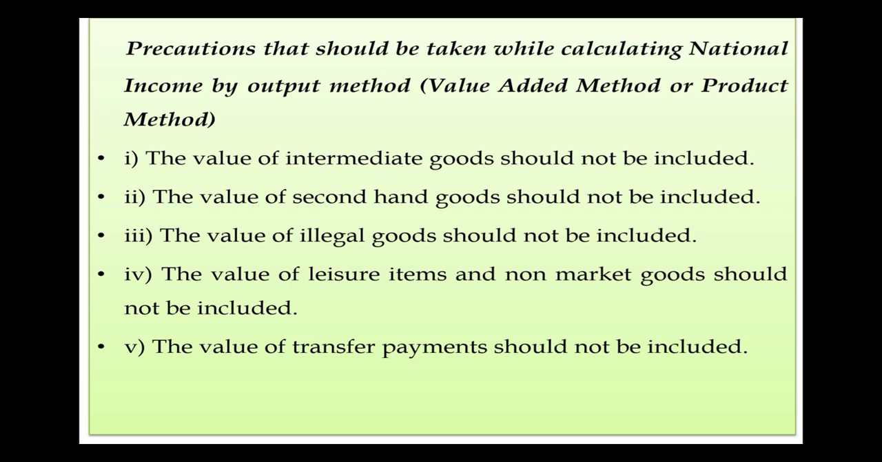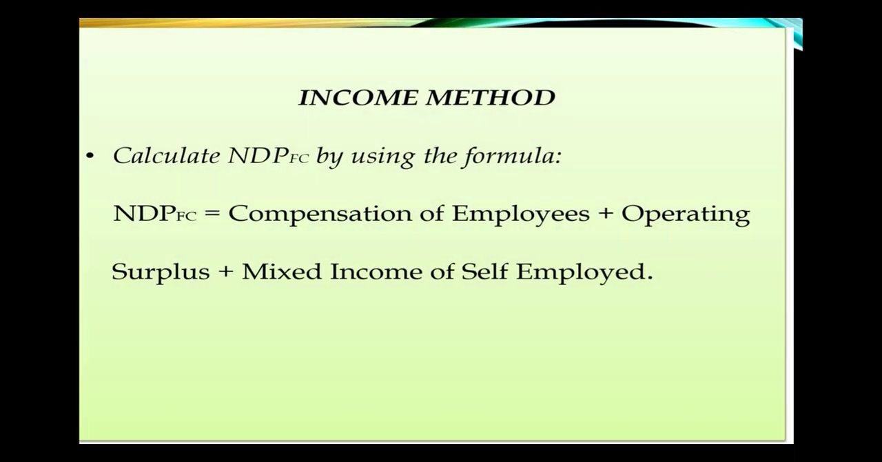The value of transfer payment should not be included. Transfer payments are free gifts or grants. These are one-sided payments. So we are not adding the transfer payment in value added methods. These precautions you will take care of while calculating the national income with value added methods. I hope you understand this first method.